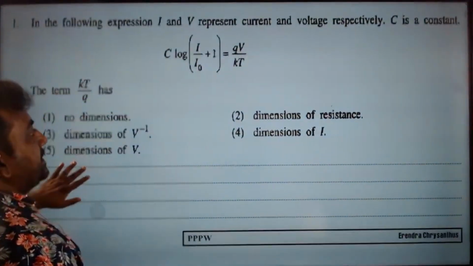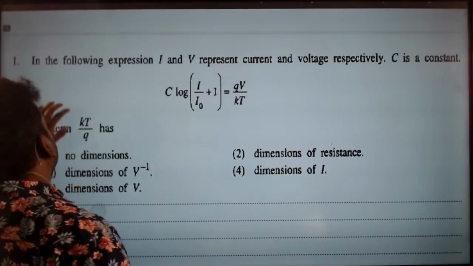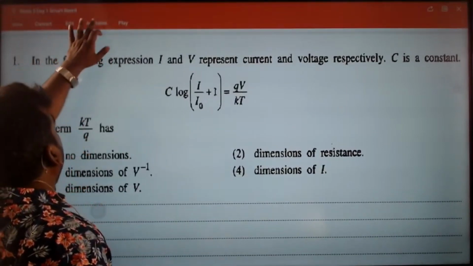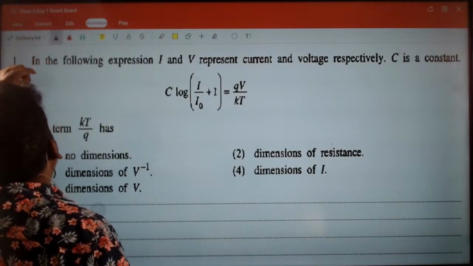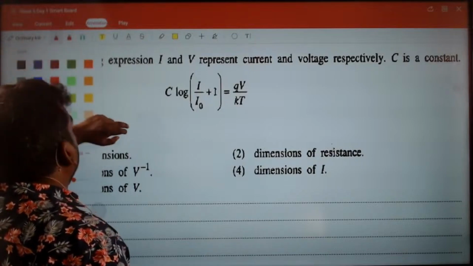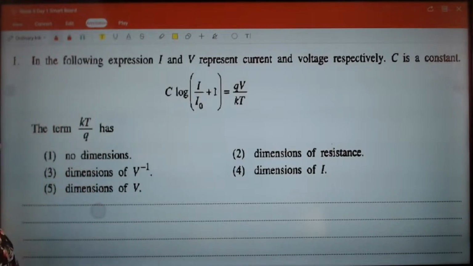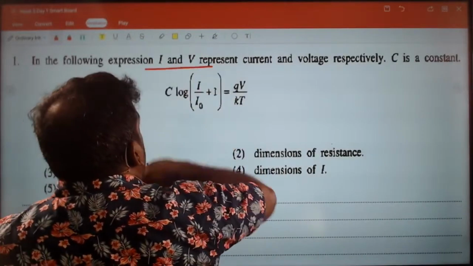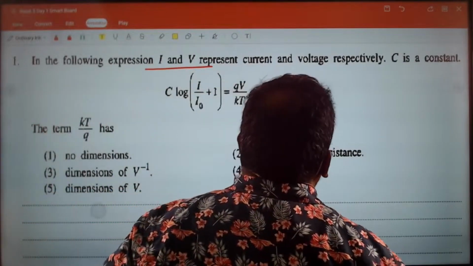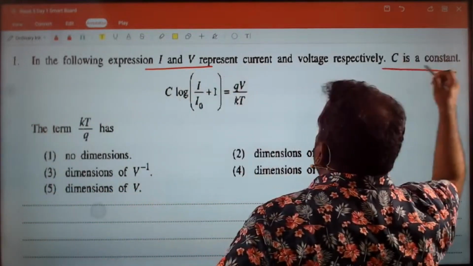Today we'll be discussing the 2004 A-level question paper. Have a look. In the following expression, I and V represent voltage and current respectively. C is a constant.